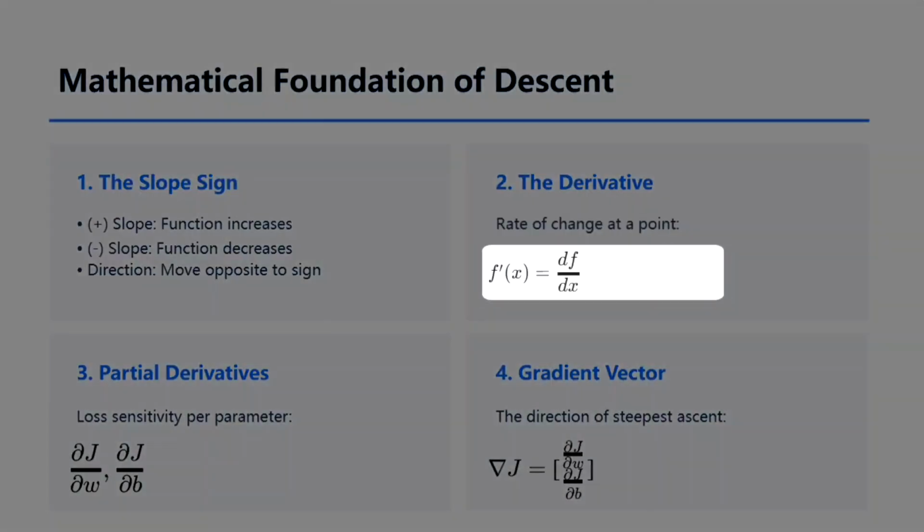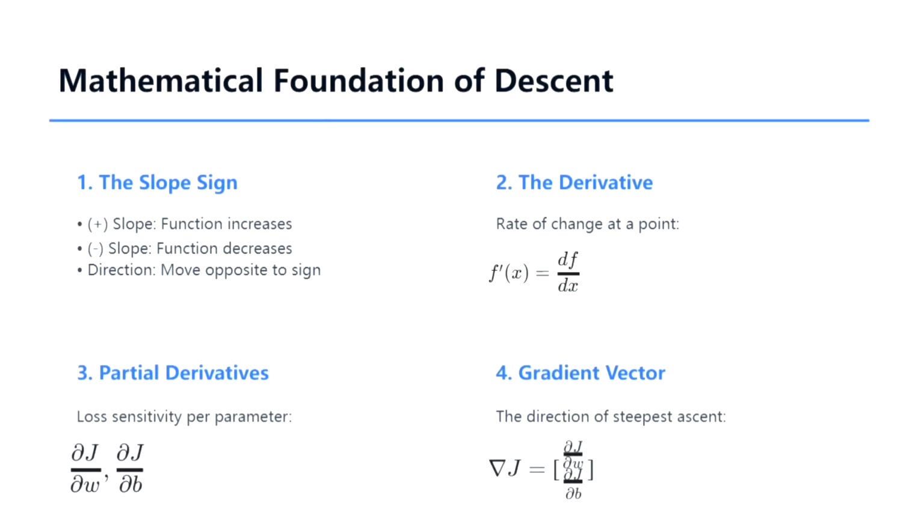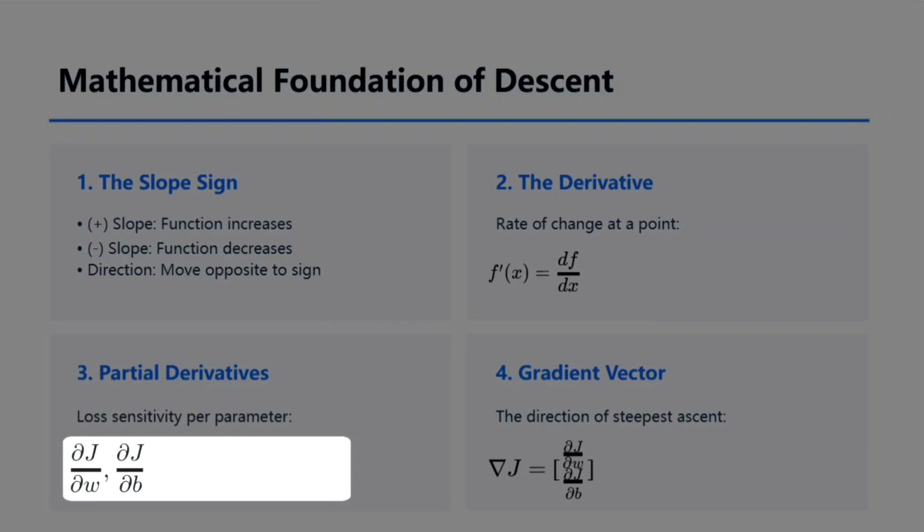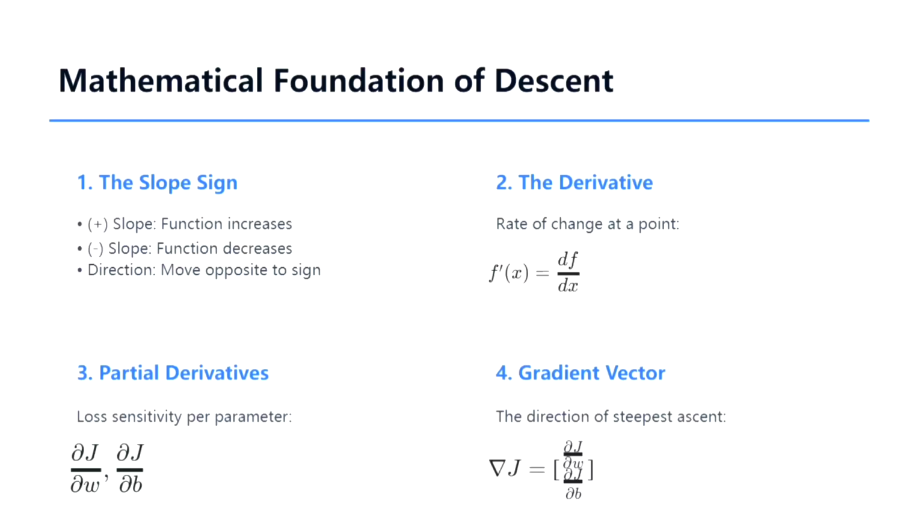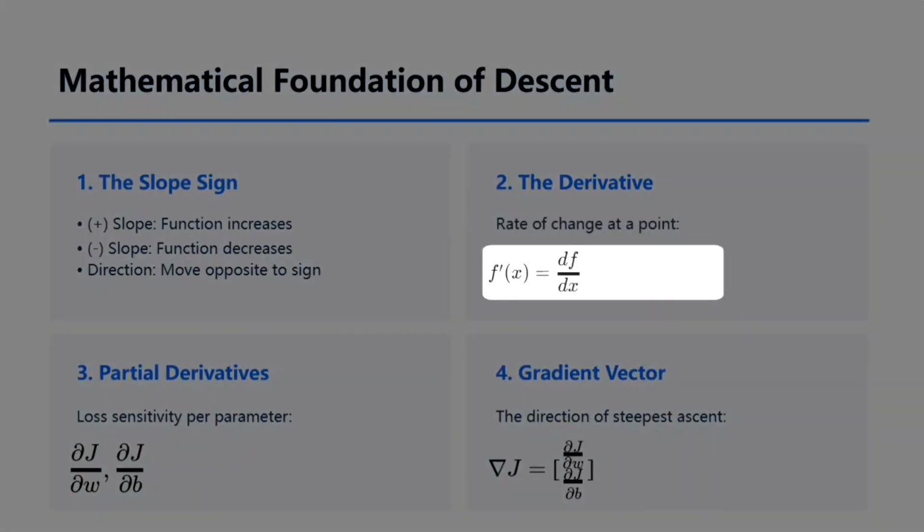To calculate this precisely, we use the derivative. As Leo likes to point out, the derivative tells us the rate of change at a specific point, essentially giving our hiker the direction of the slope at their exact coordinates. In machine learning, we aren't just dealing with one variable. We have many weights and biases. We use partial derivatives to see how sensitive the loss function J is to changes in each individual parameter, like this weight w shown here.